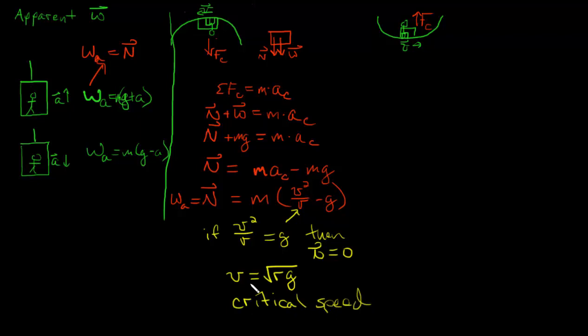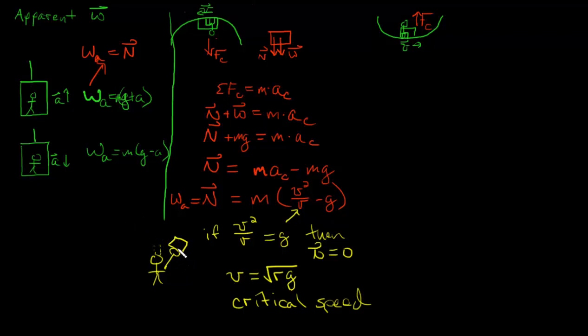If I'm going any slower than whatever this is, so it's only determined by the radius of the curve, I'm going to fall out. This comes into play when you're swinging a bucket of water. You have a rope with a bucket attached to it and it has water in it, and you want to swing it around and not get it dumped all over your head. In order to do that, you have to swing it fast enough, and that's just determined by the radius.